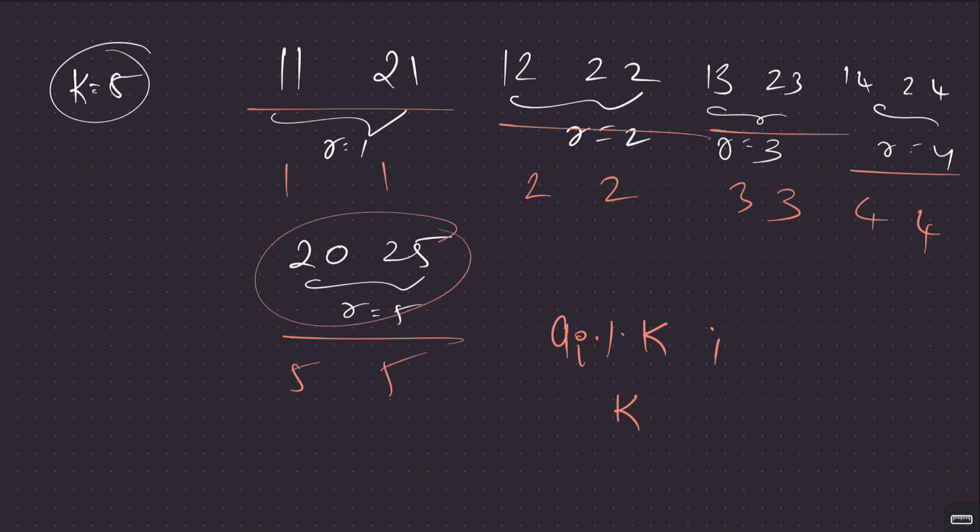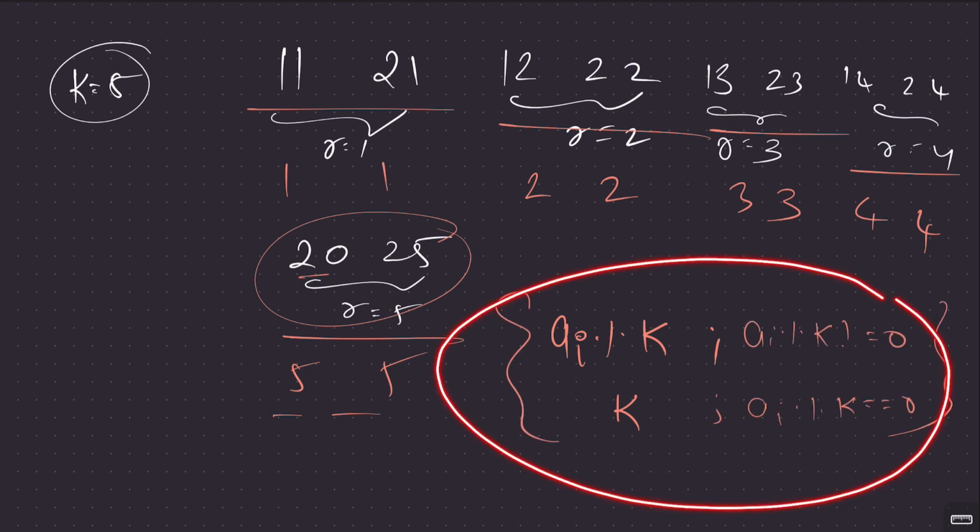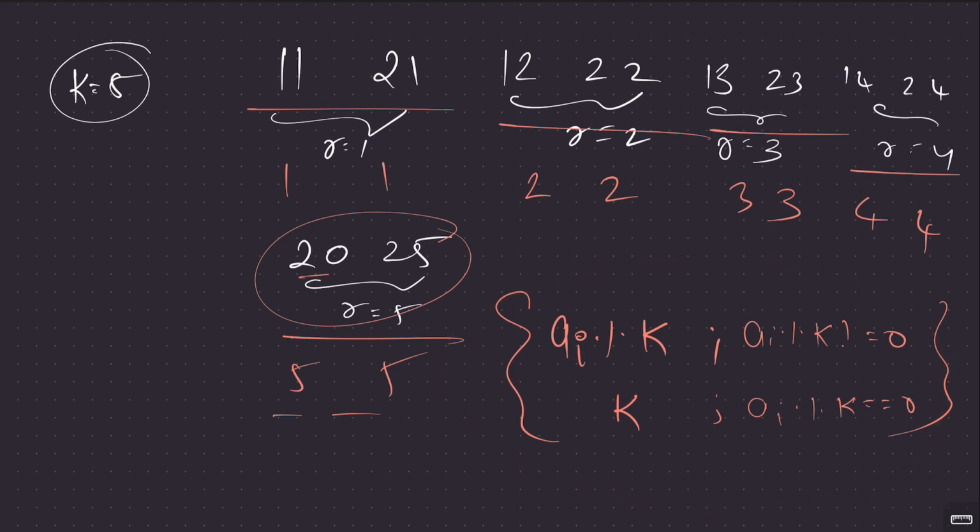Fine. So in this case, it will be 5, right? Because 20 mod 5 is 0. So I guess you got it, right? Our final array will look like ai mod k if ai mod k is not equal to 0, or k if ai mod k is equal to 0, right? So before the final n blows.